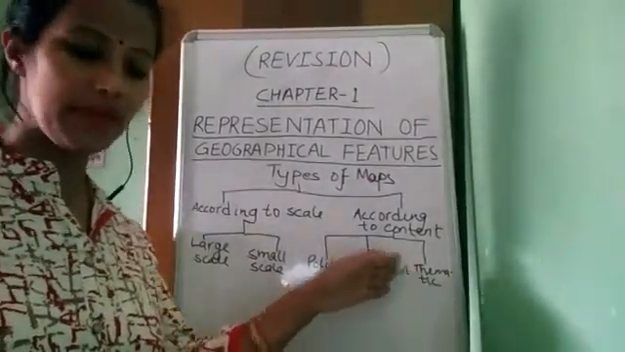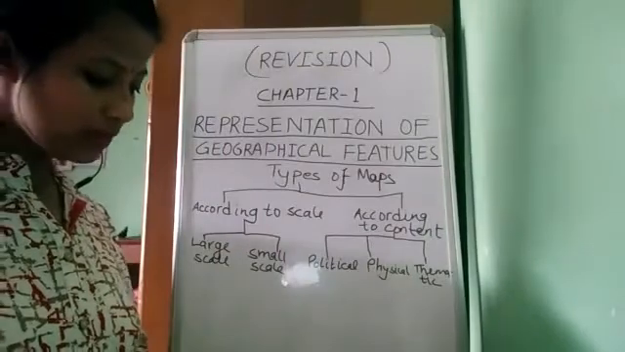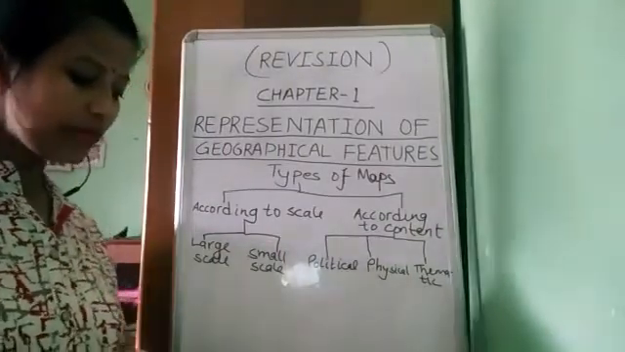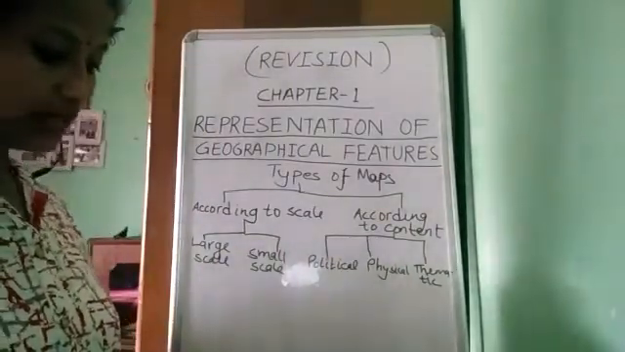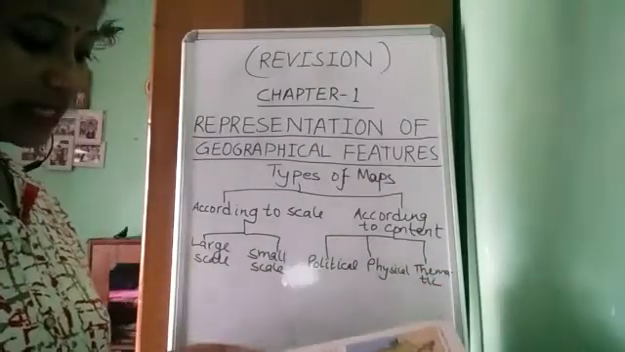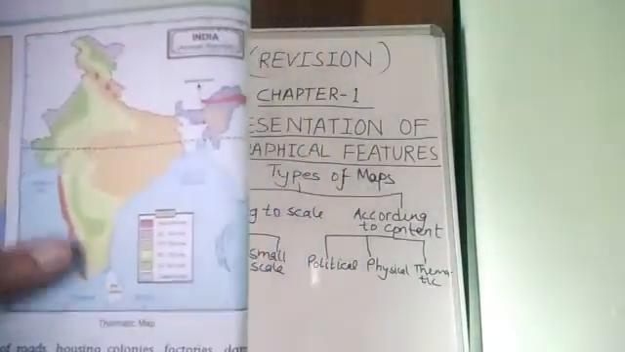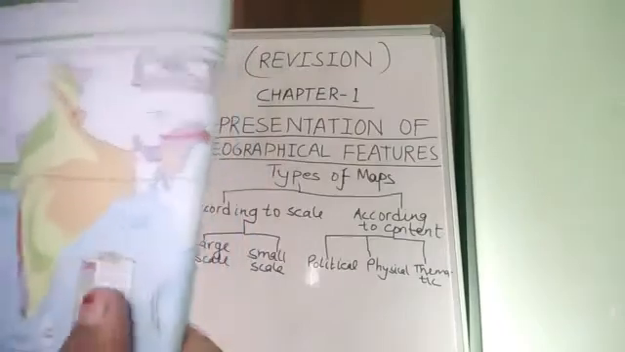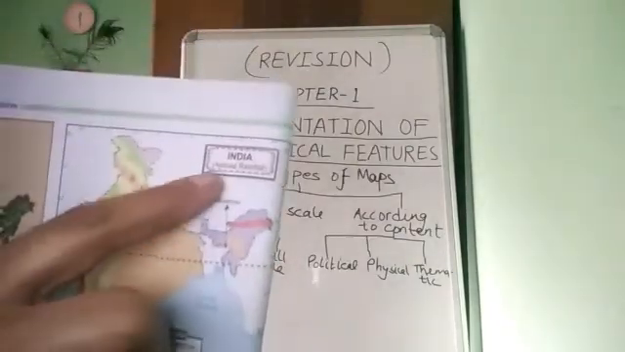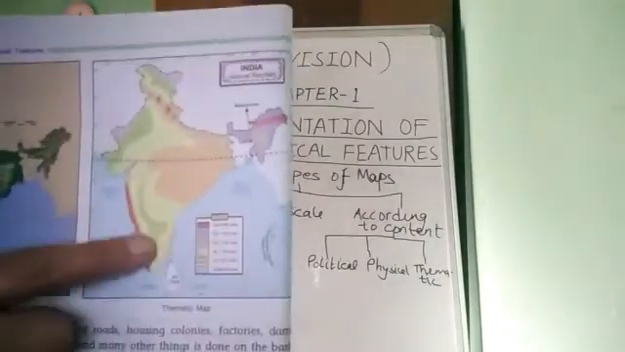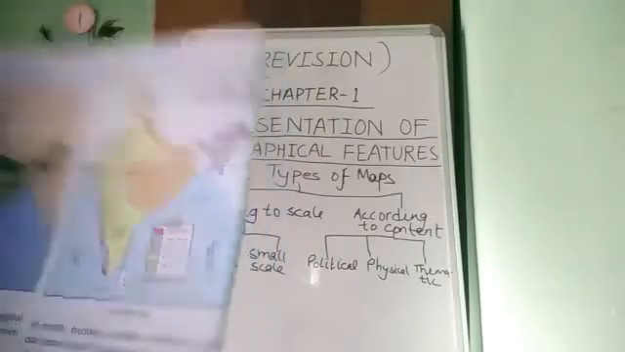And then thematic map. Thematic maps are those maps that represent only particular features such as types of weather, distribution of forests, industries, or this type of map. See here, this map is called what? Thematic map. Here what is it? It's showing annual rainfall. This we call thematic map. This is a physical map.